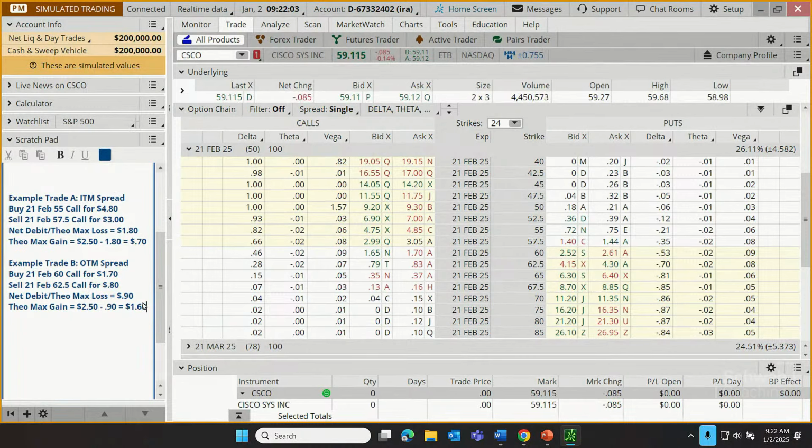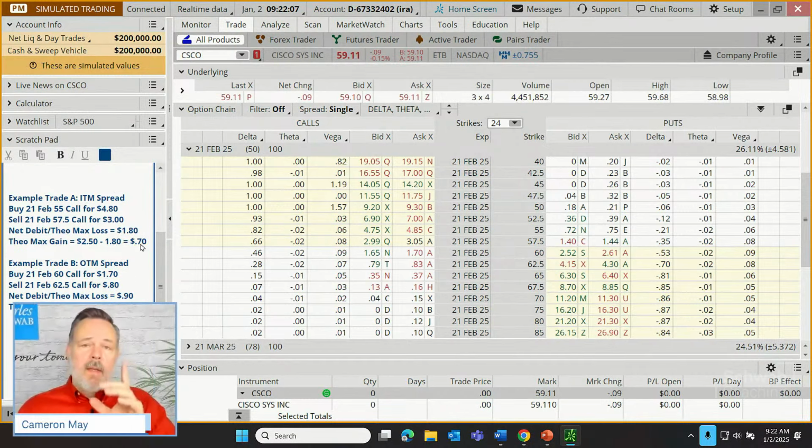Now, Eugene says, what's the risk for assignment in this kind of trade? Eugene, interestingly, assignment is part of the trade's objective. Yeah, let's talk about that. Going back to trade A, what we did here is we bought the right to buy shares for 55, and we took on the obligation to sell those shares for 57.5. Now, buying shares at 55 and selling at 57.5 is actually a profitable outcome. So this is something the trader wants to happen.